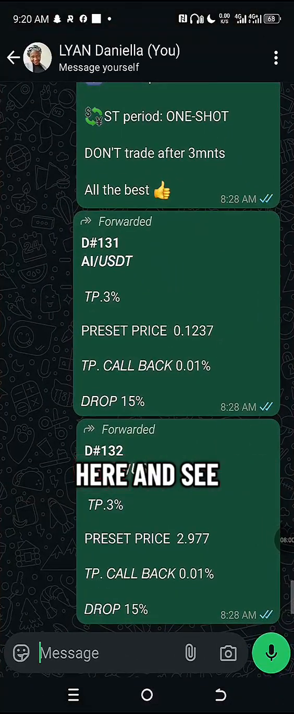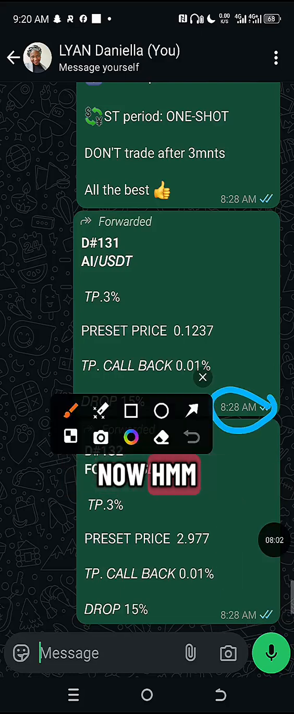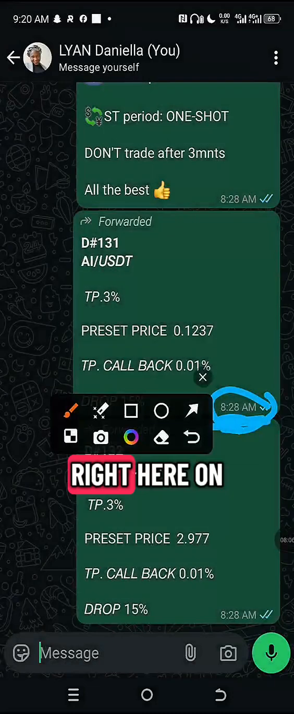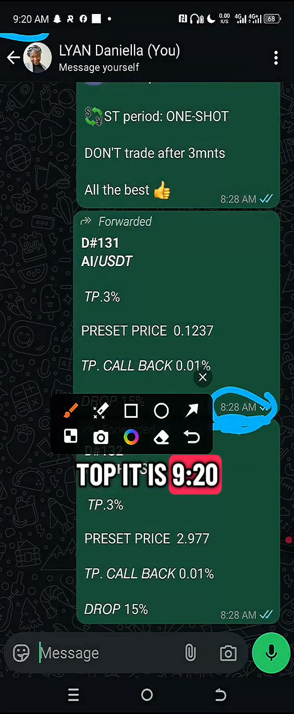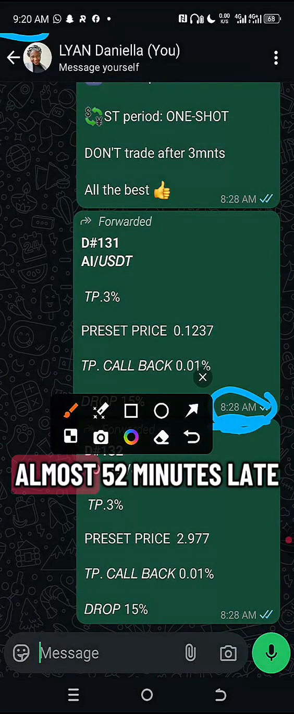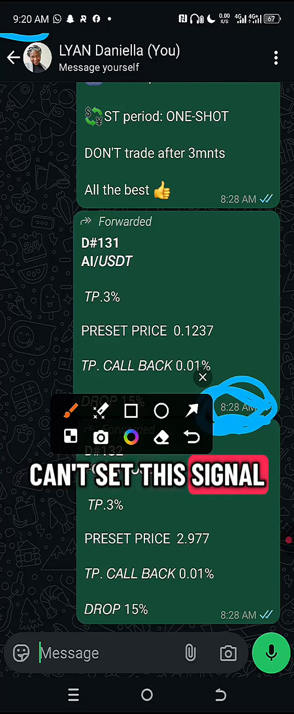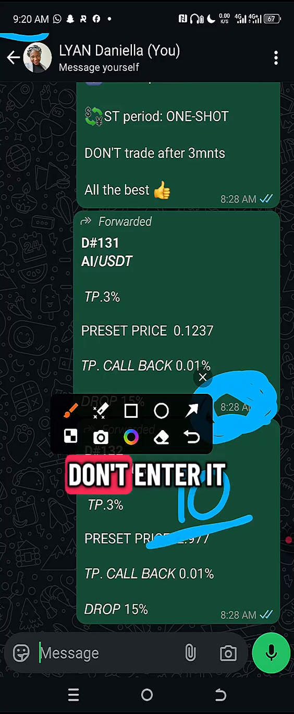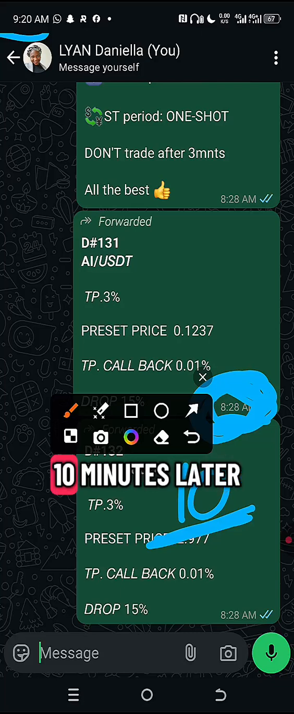If you come here and see the time right now, it's 8:28. That's when the signal was sent. And the time right here on top, it is 9:20. So it means this coin is almost 52 minutes late. We are 52 minutes late. We can't set this signal. It may get your leg there because you've seen it late. If you see a signal 10 minutes later, don't enter it.